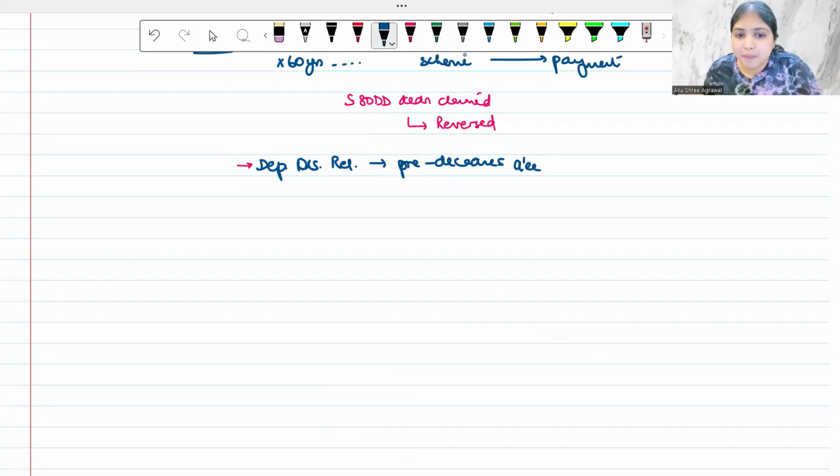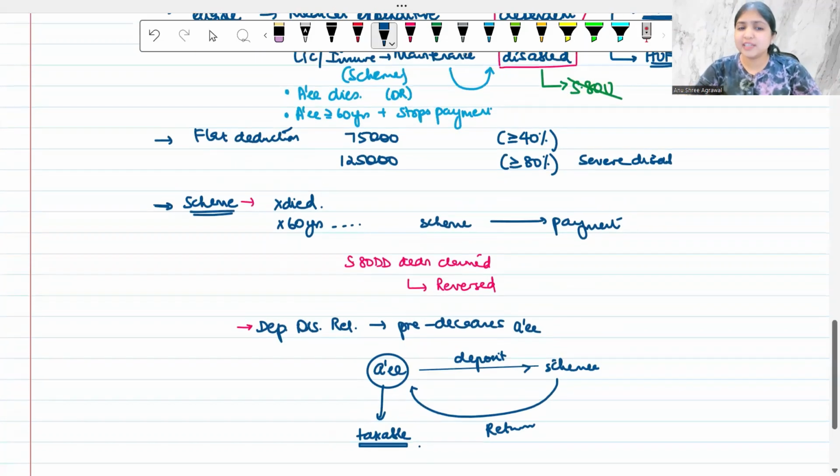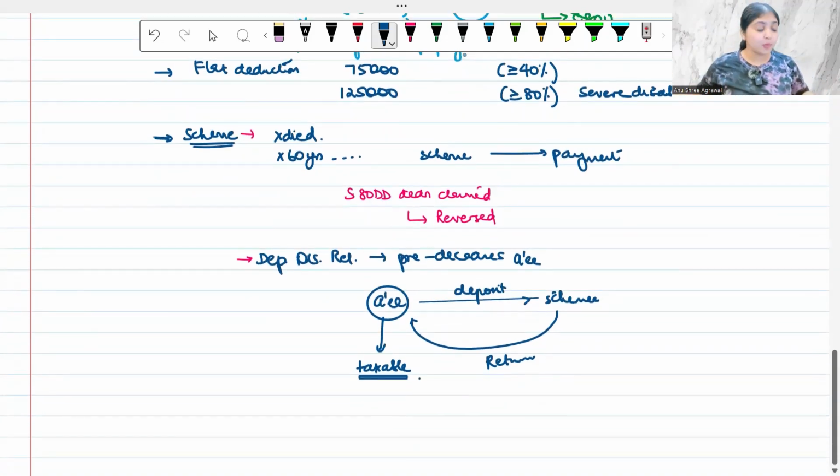So whatever deposits were made into the scheme all these years, the scheme will return the money back to the assessee, and for the assessee, the sum received from the scheme is going to be taxable. Understanding. So this is it about Section 80DD. The last 2 points are a little tricky. That's why I went a little slow. I'm hoping you've understood. I'll repeat once again.